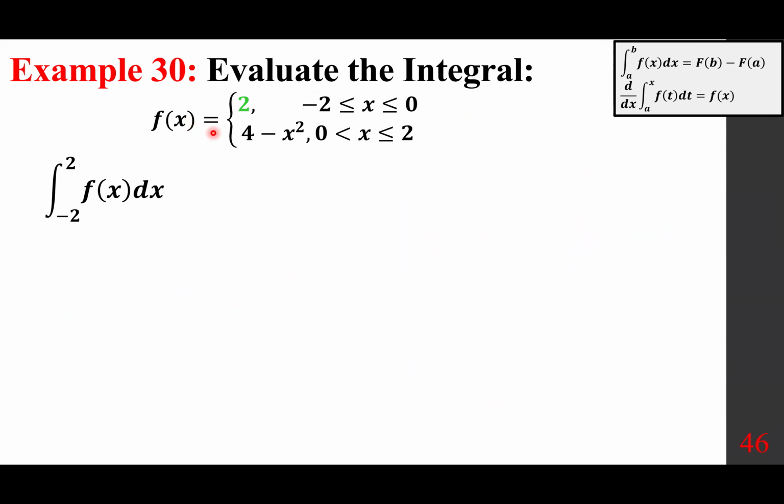Evaluate the integral. f of x is given as 2 when x is between -2 and 0, and 4 minus x squared when x is between 0 and 2. And we want to evaluate the integral of f of x dx from -2 to 2, so we cut it into two integrals. From -2 to 0, we use this one: the integral from -2 to 0 of 2 dx. And from 0 to 2, we're going to use this one.